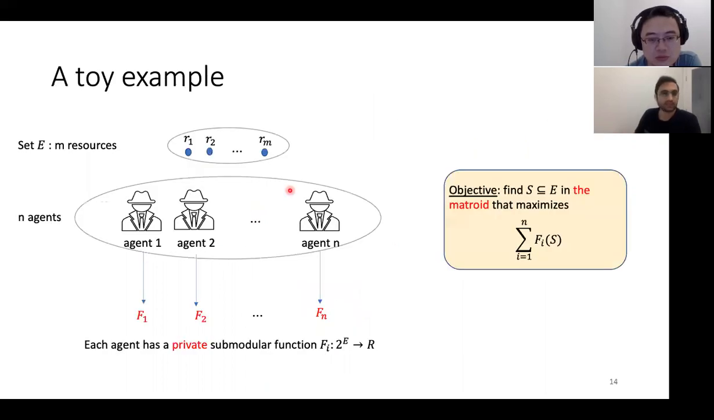Okay. So a toy example that I borrow here from welfare maximization. Let's say we have a set of M resources, R1 to Rm, and then we have N agents, agent 1, agent 2, up to agent N. And each agent has an interest over these resources. And that interest is expressed via a submodular function. And these are private information about this agent. Okay, so each agent has a private interest over these resources. And what is the objective? The objective is to find a subset of these resources, which is in the matroid, whatever the matroid is, and such that we maximize the happiness of everybody, the happiness of all these agents, right? This problem is called welfare maximization, okay?